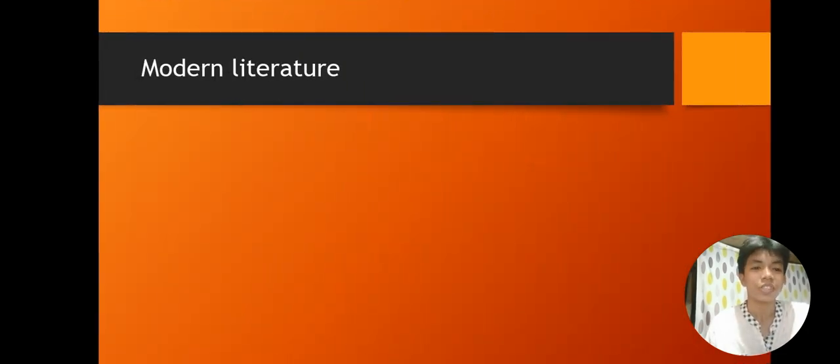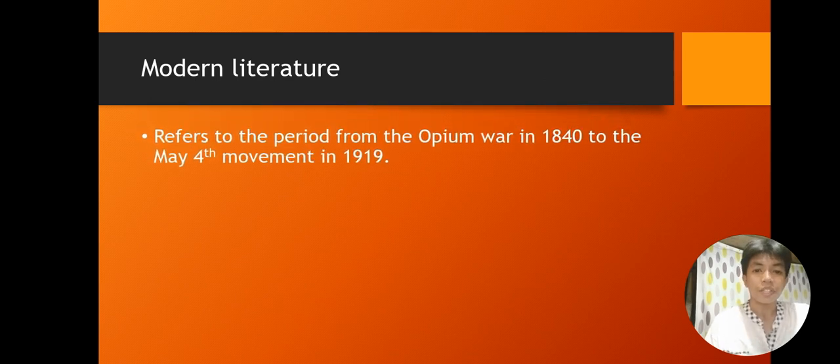Next is the modern literature. It refers to the period from the Opium War in 1840 to the May 4th movement in 1919. So, the modern literature emerged during the period of turmoil spanning from the First Opium War between China and Britain in 1839 to 1842, to the May 4th movement, marking a shift from traditional to modern Chinese literature.